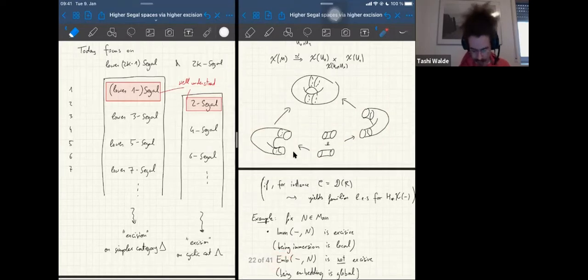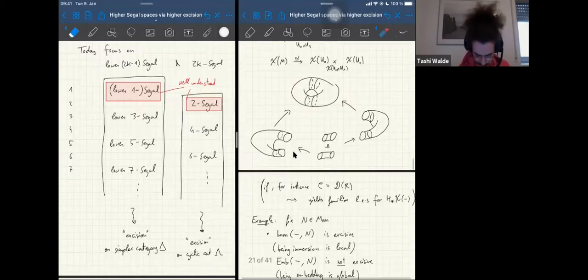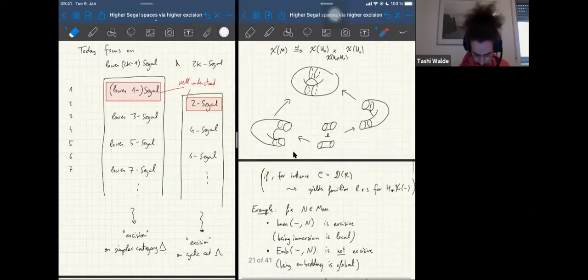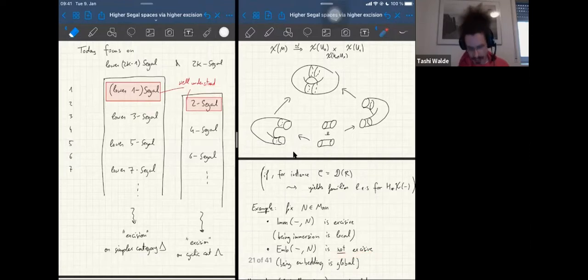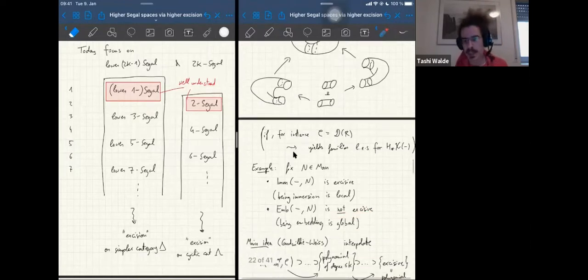Because if you have an embedding here and an embedding here, being an embedding is a global property, and the corresponding immersion which you get on the top might have some self-intersections now suddenly. So being the space of embeddings is not an excisive functor. And this is maybe the main example in this business.